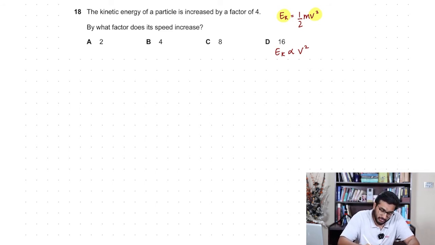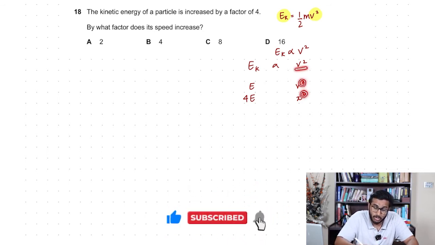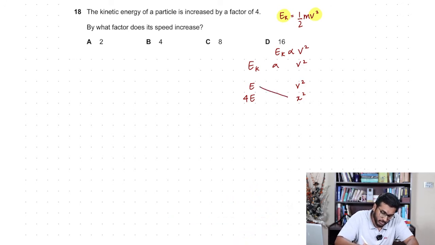Now, let's solve this. Kinetic energy was proportional to V squared, so I can say that when the kinetic energy was E, speed was V. I'm going to place a square, making sure that I don't make a mistake. They say kinetic energy is increased by 4 times. So if the new kinetic energy is 4 times the previous one, what's going to be the new speed? And you see, I always place the square on it because it was proportional to V squared. Now what I'm going to do is cross multiply. Whenever two quantities are directly proportional, the cross multiplication method is the best way out. So it's going to be E times x squared equals 4E times V squared.